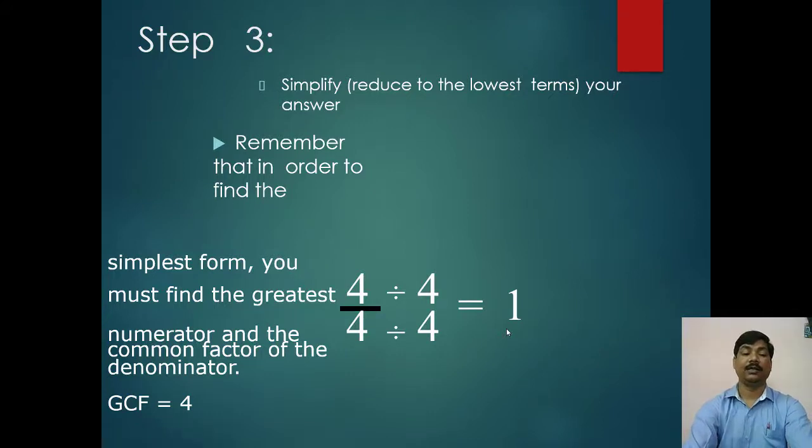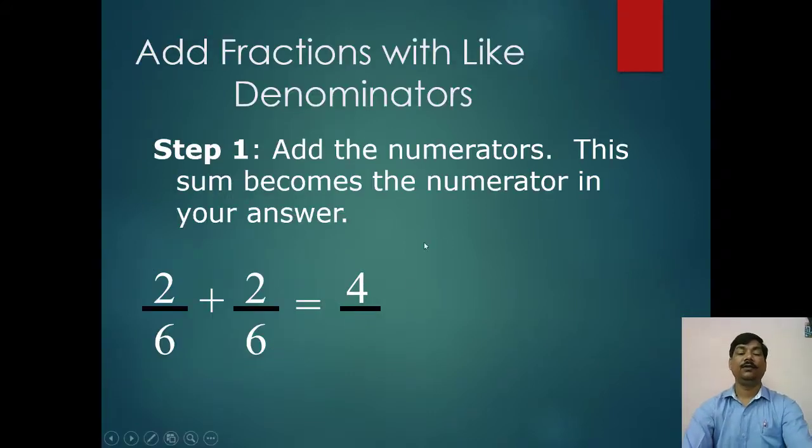We are taking another example. Now we will add 2 upon 6 and 2 upon 6. Follow the steps. The fractions are like fractions, so we add the numerators directly. We add 2 and 2, getting 4. This 4 is the numerator of the resulting fraction. It is the numerator of your answer.